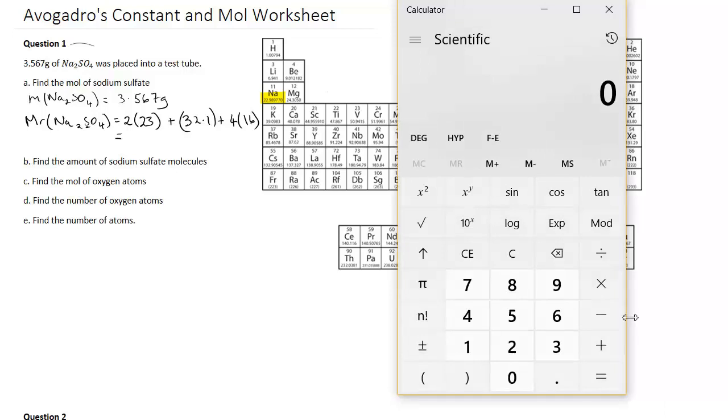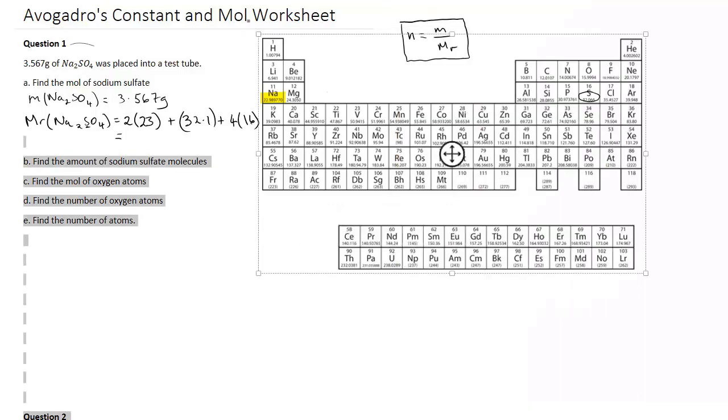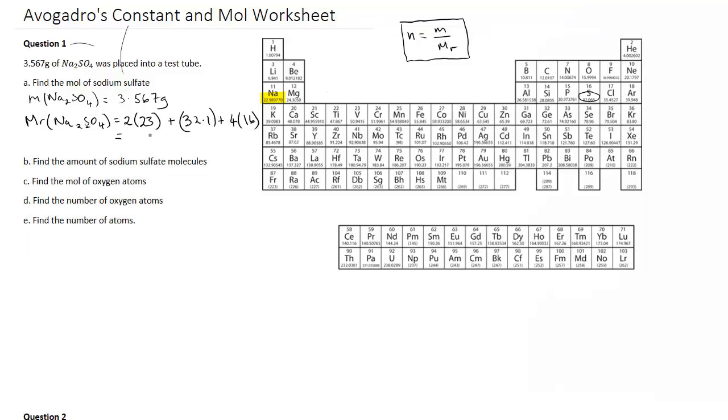Okay, and now we can figure out what our molar mass is. So 2 lots of 23 plus 32.1 plus 4 times 16 gives 142.1 gram per mole. Really important to find your units and express them in your calculations.